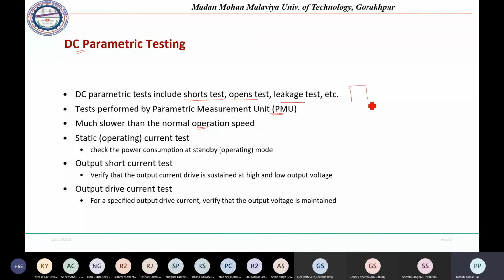In normal operation, we design a circuit and go for testing, or we provide inputs and get the output. With respect to that, we go for output verification: whatever input we provide, what is the output. But in DC parametric testing, we provide the input and check the output, and in that we check the short test, open test, and whatever leakage currents are there. This is basically a slower process than the normal operations that we perform.